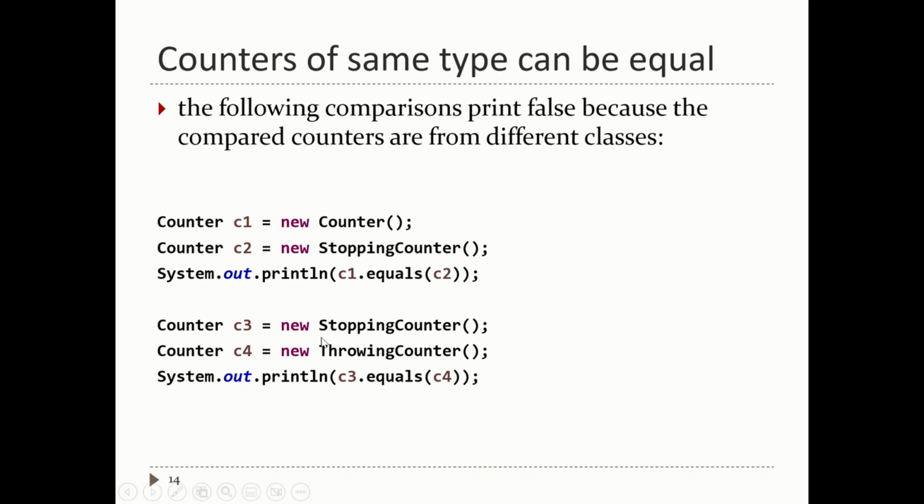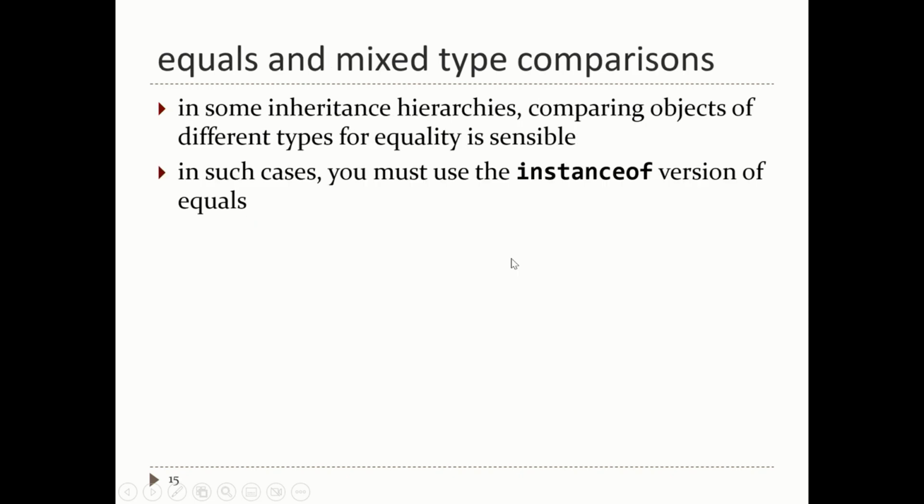Similarly, if I make a stopping counter and a throwing counter and compare those for equality, even though their values are the same, they're not equal according to equals. And so now you're in a situation where you cannot compare different types of counters for equality. When you're in an inheritance hierarchy, though, it's often the case that you do want to compare different types for equality. You want to compare 2 subclasses, for example, to see if those instances are equal. There are some conditions you have to follow, but if you use instanceof, now this works.